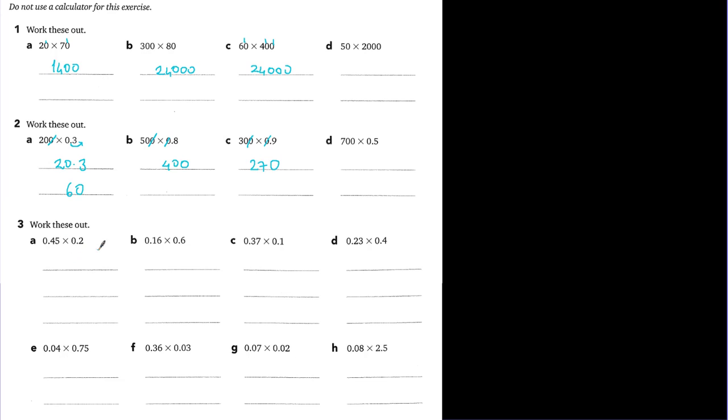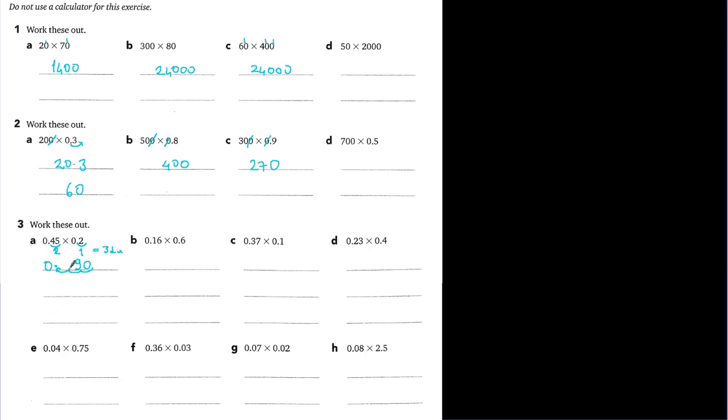0.45 times 0.2. Like I told you before, we are going to multiply the non-zero numbers first. 45 times 2 is going to be equal to 90. After that, these are both decimal numbers, so we are going to count the decimal units from left to right. There is 1 decimal unit here, and there are 2 decimal units here. So totally there are 3 decimal units we have here. So 1, 2, 3 decimal units, and I'm going to place my decimal point here.